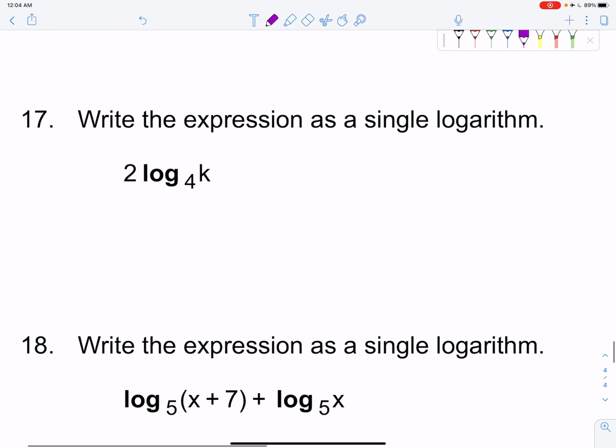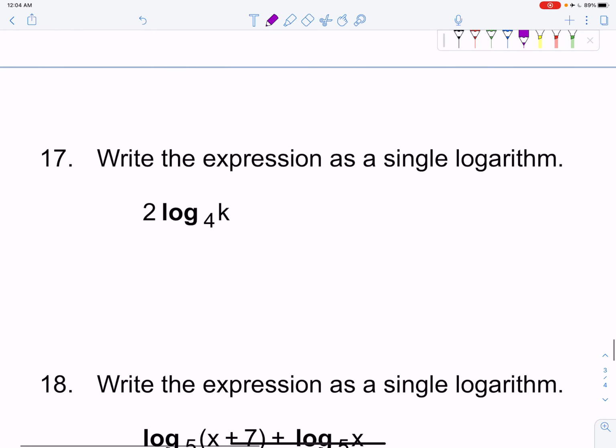Write the expression as a single log. It almost looks like a single log, but it's being multiplied by 2, and remember we can do that rule in reverse, which gives us log base 4 of k to the second power.